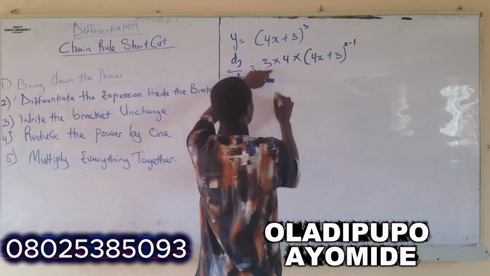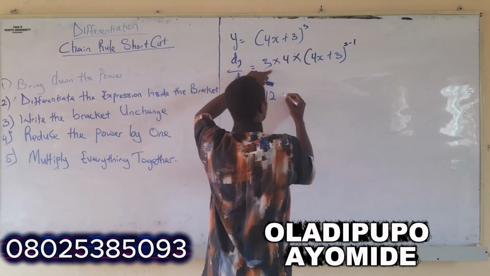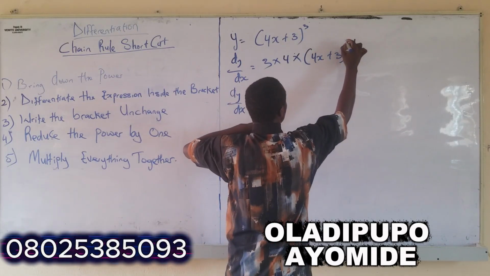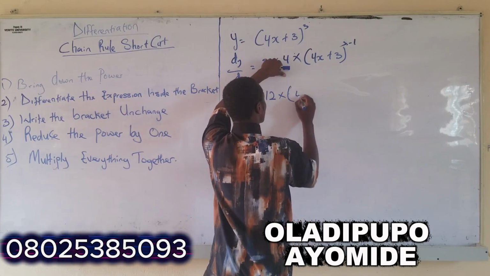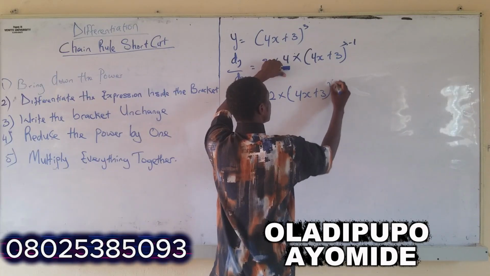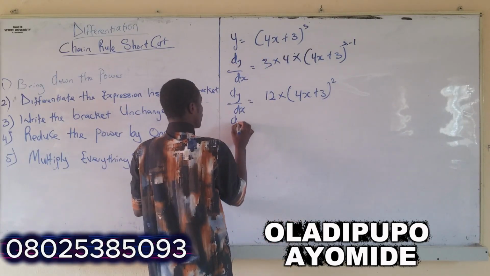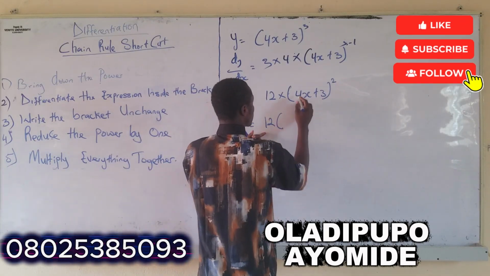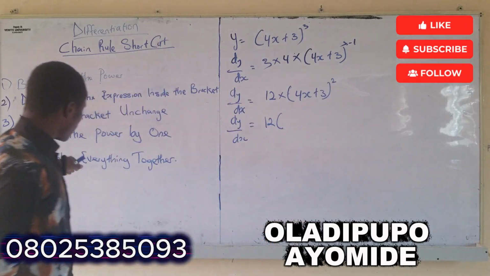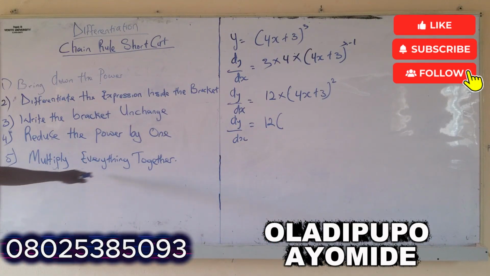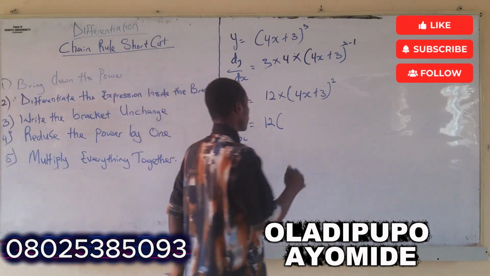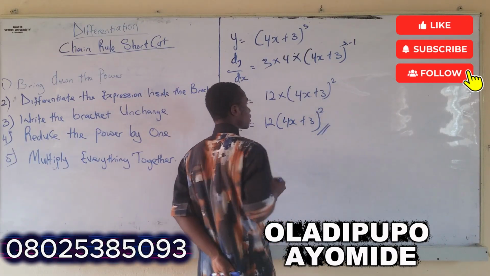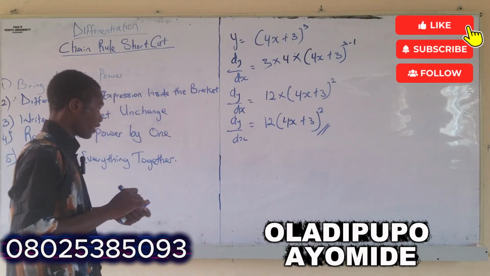Now our dy/dx becomes 4 times 3, which is 12, times the bracket with the power reduced by 1. This is 3, and 3 minus 1 becomes 2. So this becomes the bracket (4x + 3) raised to power 2. So dy/dx now becomes 12. Don't forget that the last step says multiply everything together. So now this becomes 12(4x + 3) raised to power 2. This should be the final answer.